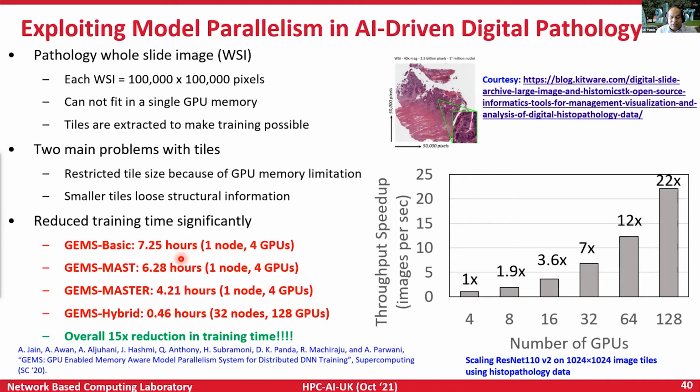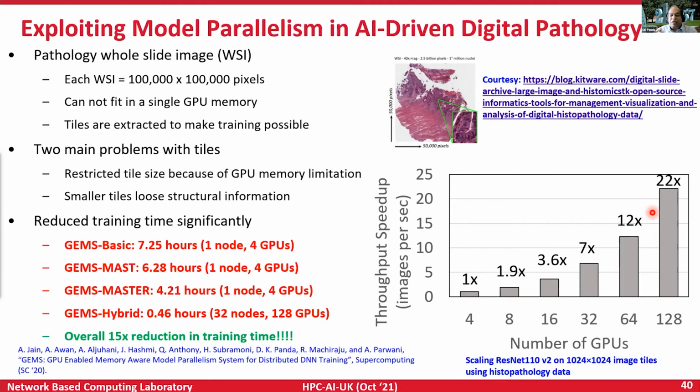We worked with them. We presented the results at SC 20. So now you see, with one node and 4 GPUs versus 32 nodes and 128 GPUs, we reduced the time to 0.46 hours. Okay? So we almost gave a 22x improvement. What it means is that this is becoming very realistic.